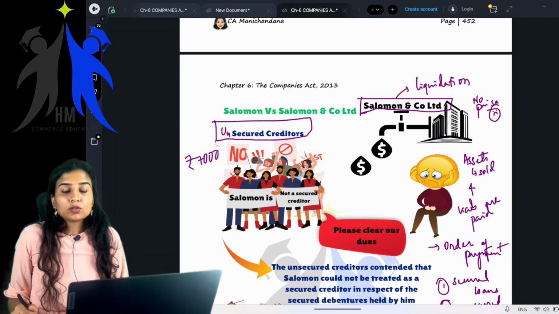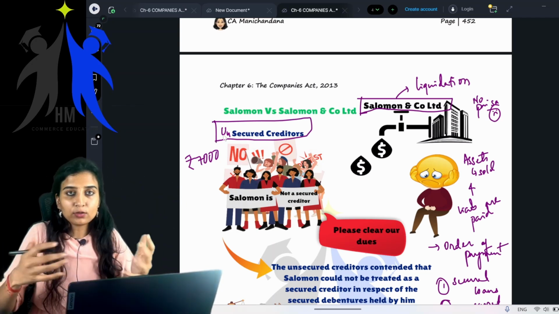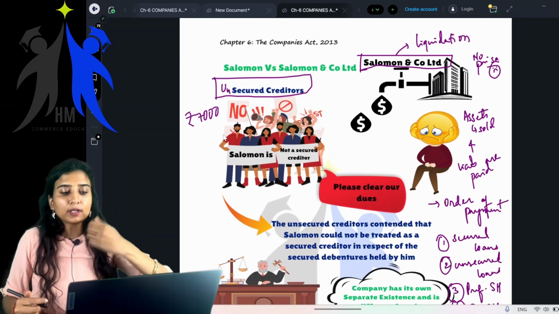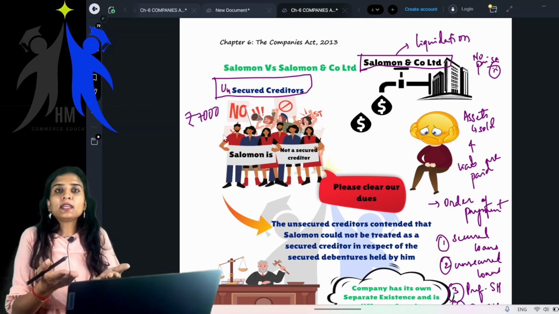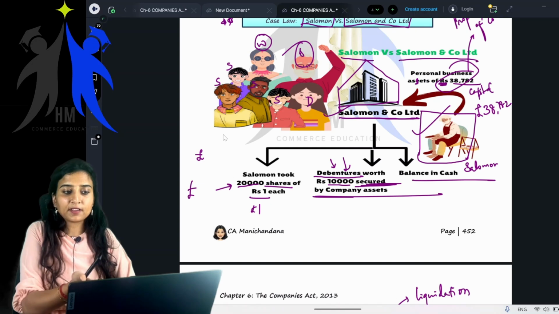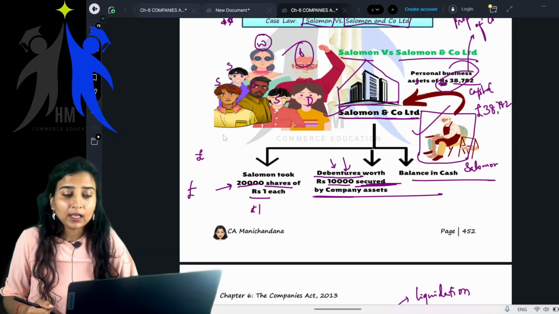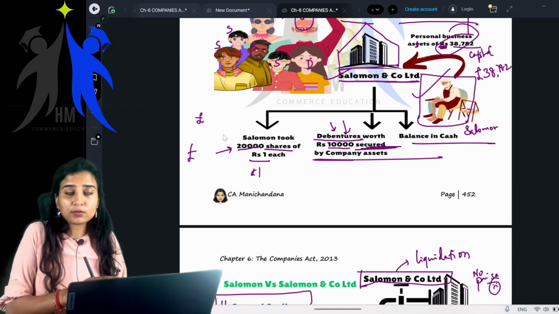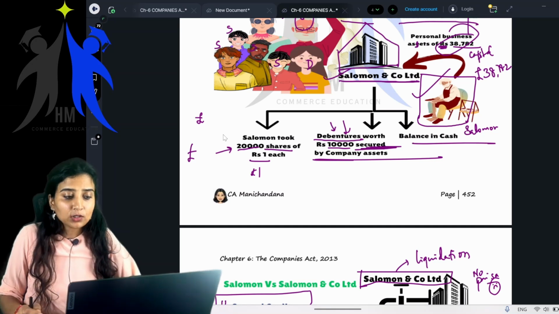Getting it? So these people are protesting. See, Salomon is not a secured creditor. You cannot pay him first. Please pay us first. You cannot treat him as a secured creditor. But you can, because he is the only one owning the entire company. Yes or no? He is owning all of the shares. His wife, his children, all of them are shareholders. He is only managing the company, only taking care of the business. He is the business. Before also it was the same. After converting it into a company also it is the same. So you cannot.